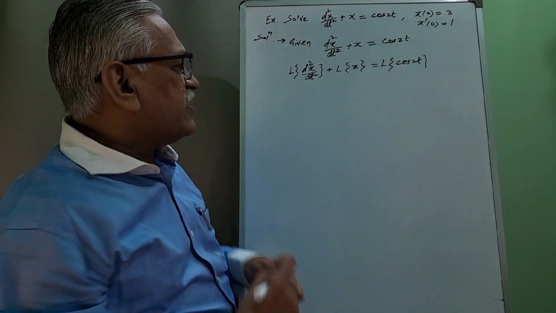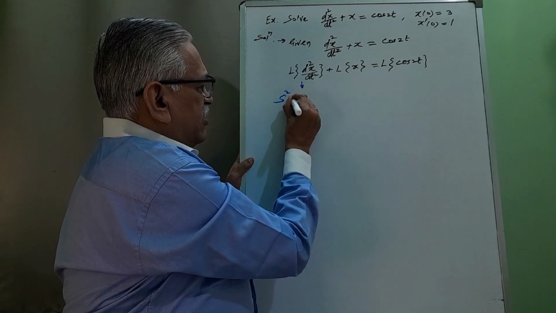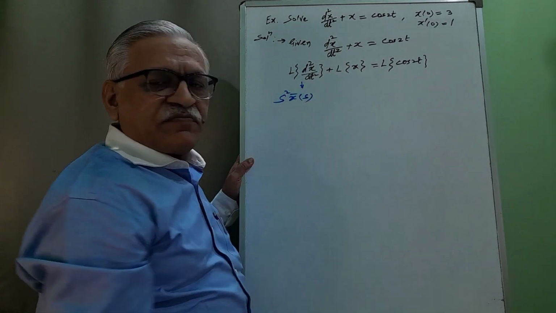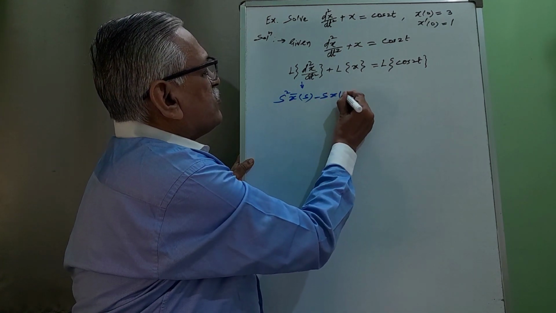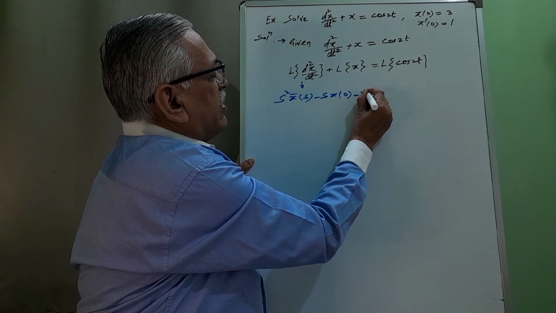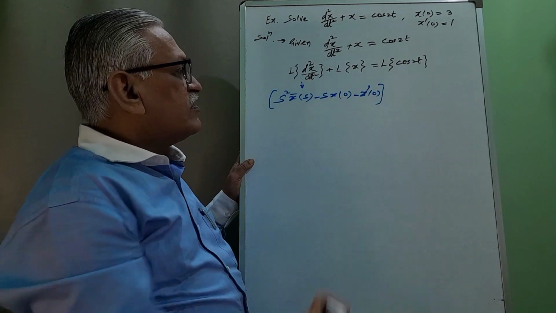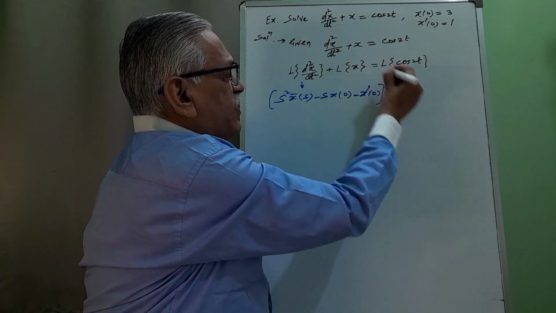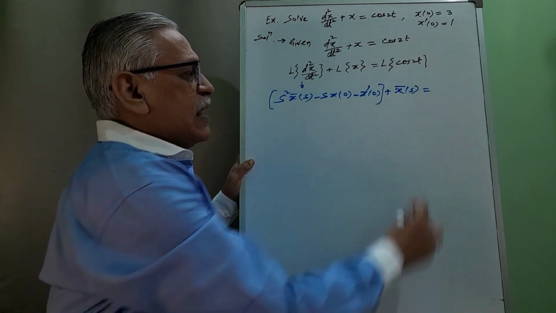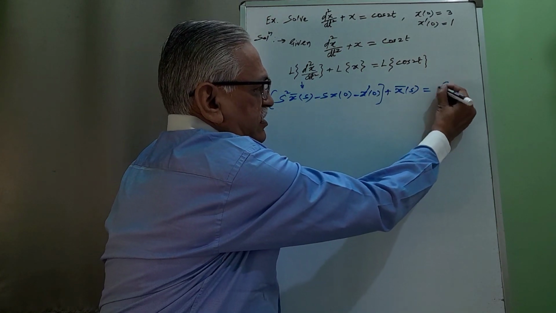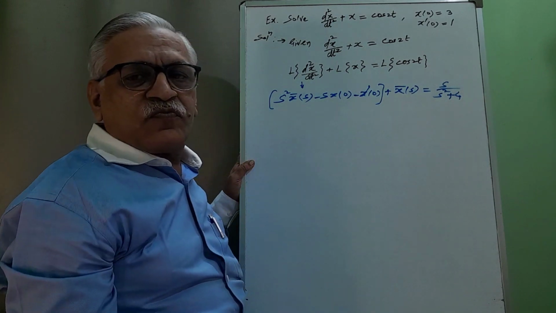Then applying the standard result, Laplace of second order derivative is s square x bar of s, here function is x of t, minus s x of 0 minus x dash of 0, plus Laplace of x is x bar of s, and that is equal to Laplace of cos 2t, which is s upon s square plus a square. A is here 2, therefore 2 square, it is 4.